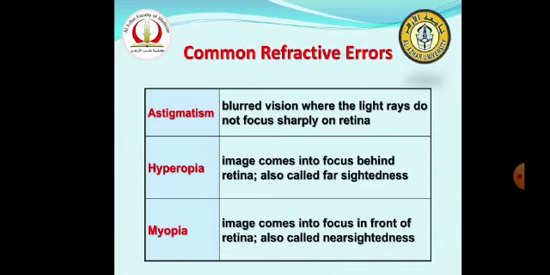What are the common refractive errors? The common refractive errors are astigmatism, hyperopia, and myopia. Astigmatism is the refractive status of the eye in which the light rays don't focus sharply on the retina. Hyperopia is the refractive status of the eye in which the image of an object comes to a focus behind the retina, also called farsightedness. Myopia is the refractive status of the eye in which the image of an object comes to a focus in front of the retina, also called nearsightedness.